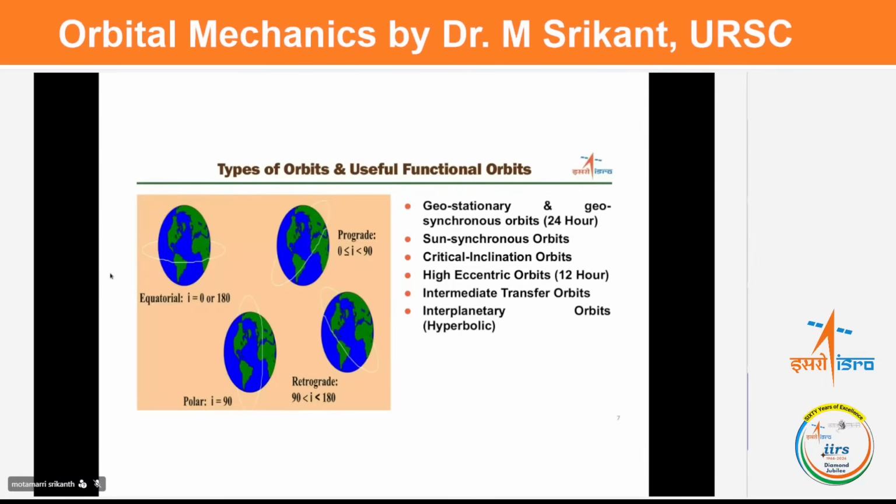Under that we have equatorial, meaning the inclination of the orbit is 0 or 180 degrees. Prograde orbit means the inclination is between 0 and 90. Then polar orbit has an inclination of exactly 90 degrees. Retrograde is between 90 and 180. This is how the orbit classification is done based on inclination.